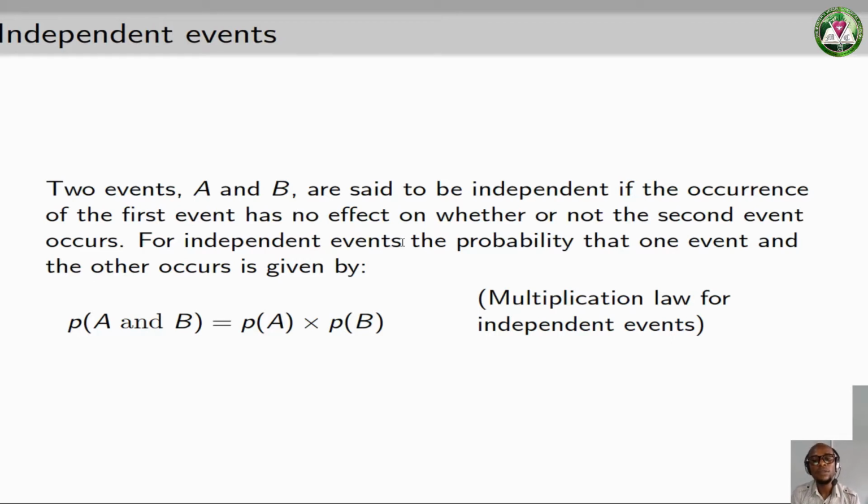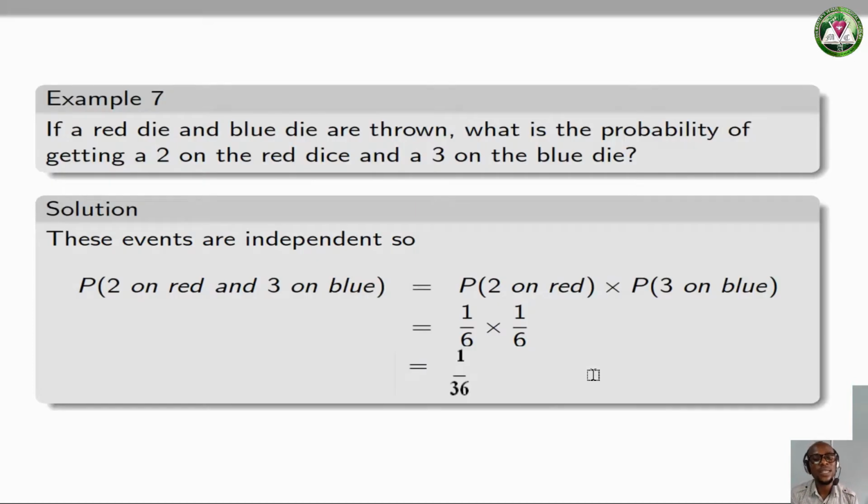Now, for independent events, the probability that one event and the other occurs is given by probability of A and B. So you can see there's a combination here, in contrast to the previous law, which adds. Probability of A and B equals probability of A multiplied by probability of B. And this is what we call the multiplication law for independent events. Now, in our next example, we'll address that.